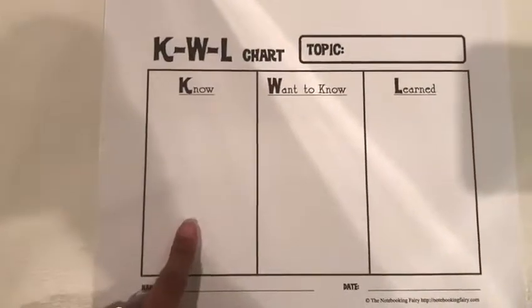So I personally chose this chart because I find it extremely beneficial, not only for the students, but for the teacher as well. It allows students to think back on what they already know about a topic. So let's say the topic is about dogs, the students really had to think, okay, well, what do I know about this? What do I know about dogs? Like, what have I learned in my past about dogs that I would like to write here?